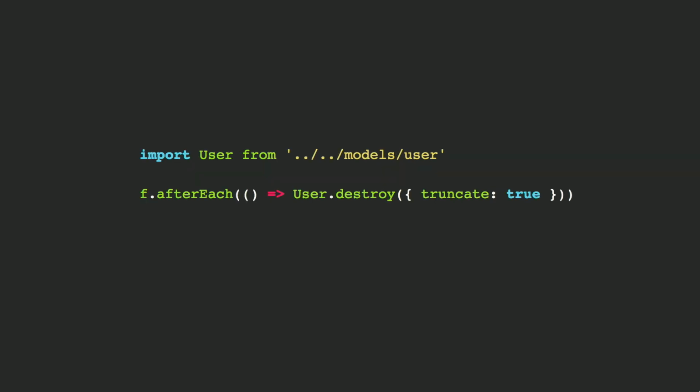So this being a full stack test, we need to clean up any state that's created in the database between each test. So after each test runs, we need to tell our user model to destroy any records that were saved while that test was running.